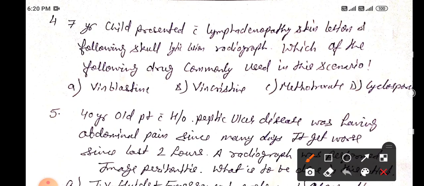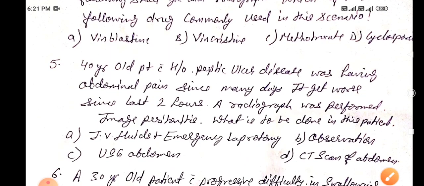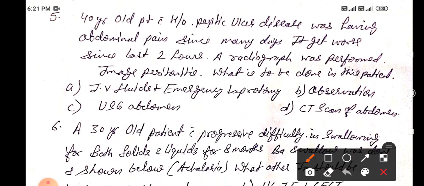A 7-year-old child presented with lymphadenopathy, skin lesion, and a skull lytic lesion on radiograph. Which of the following drugs is commonly used in this scenario? This is an image-based MCQ: an image of a skull, and there are lytic lesions. The drug we use here is vincristine.